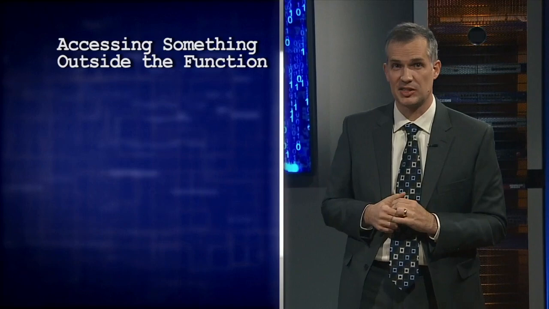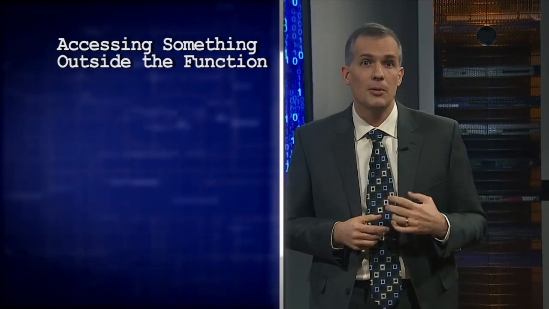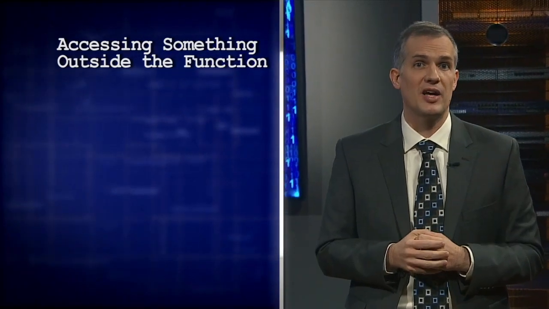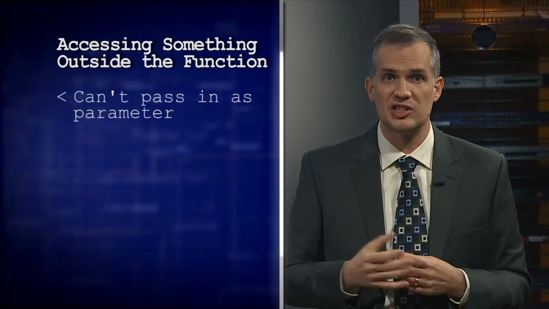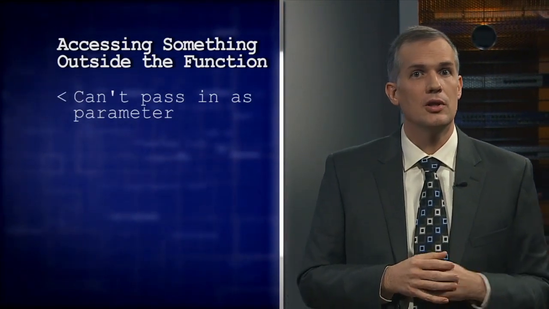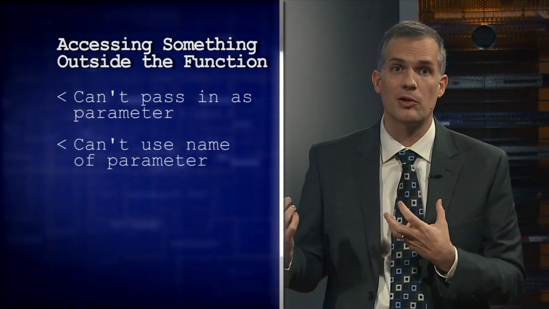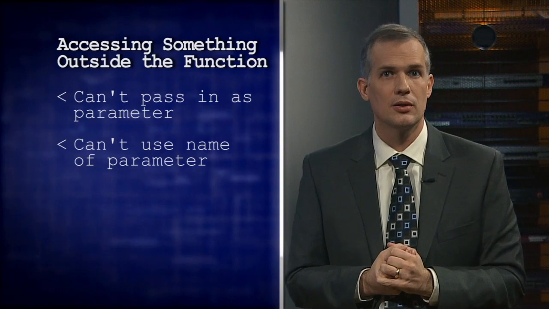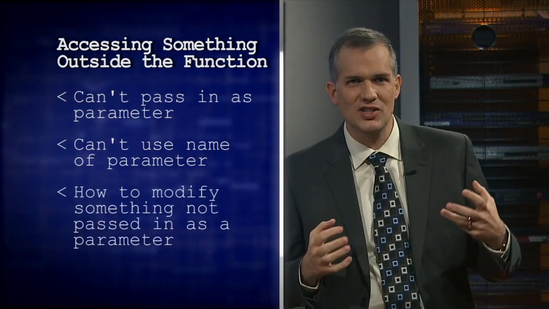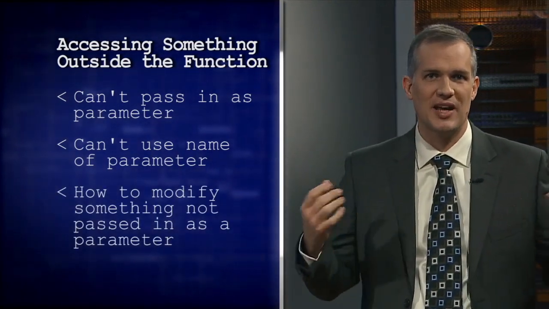Now, sometimes you really do need to access something outside the function. Maybe you want to modify a variable in the main program, for instance. You couldn't pass that in as a parameter since it would just copy the value. You couldn't just use the name of that variable since it would create a new local copy in the function activation record. So, how can you actually modify something that's not passed in as a parameter? The solution is something called global variables.